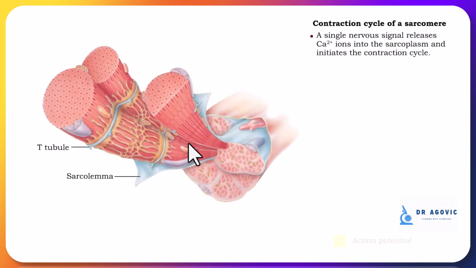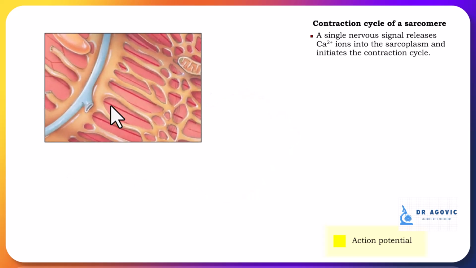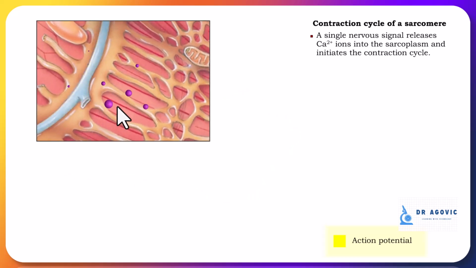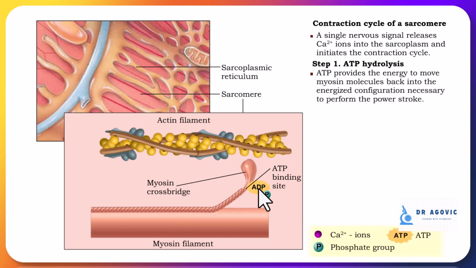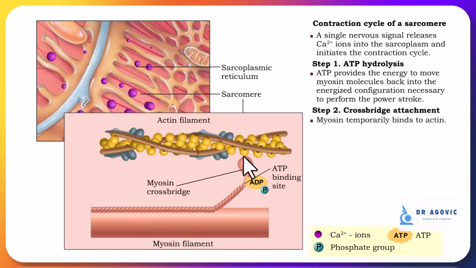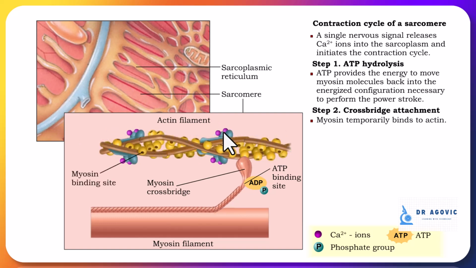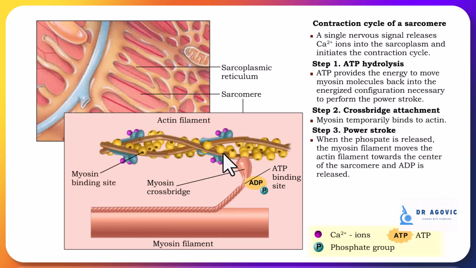A muscle action potential triggers the release of calcium ions into the sarcoplasm, initiating a contraction cycle. A single contraction cycle consists of 4 steps. First, ATP attached to the myosin crossbridge must be hydrolyzed to provide energy needed to move the myosin protein. Second, actin and myosin filaments temporarily bind together. Third, the release of the phosphate molecule triggers the power stroke.